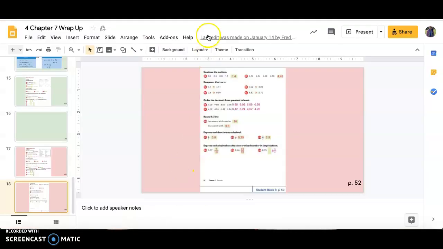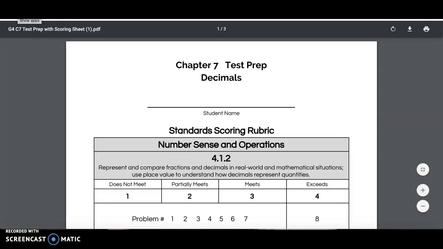All right, so now you will be working on the test. I'm going to go over the questions, making sure that you understand all the directions. All right, here is the test.